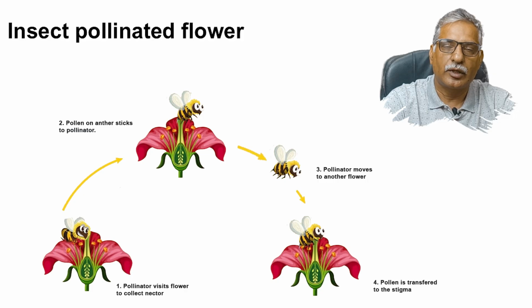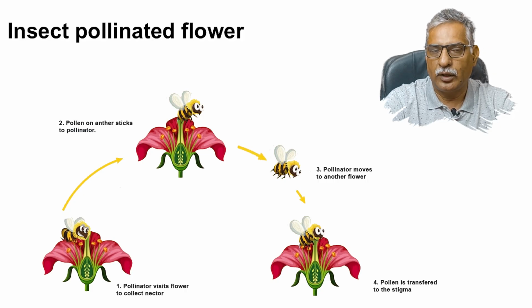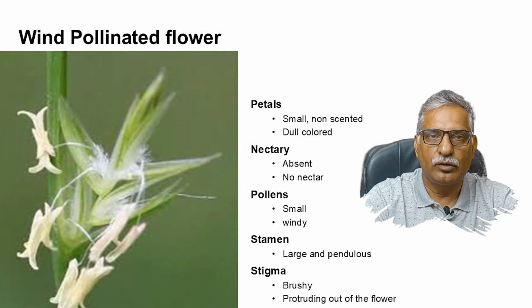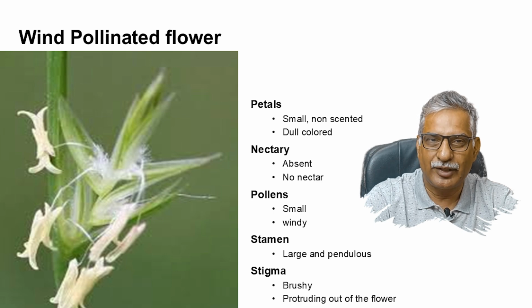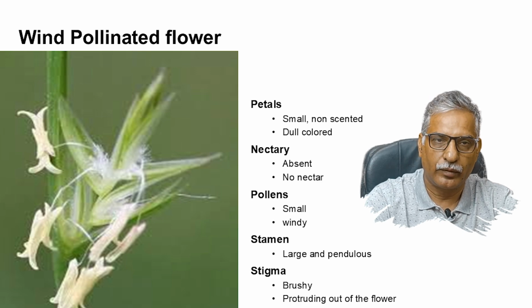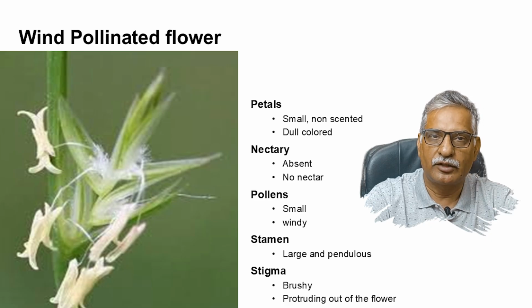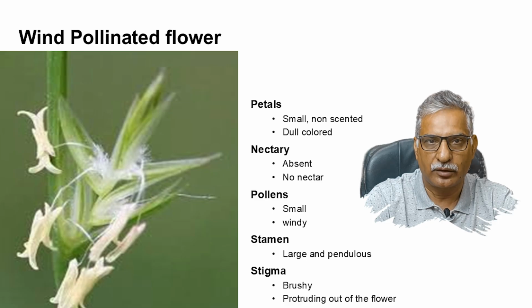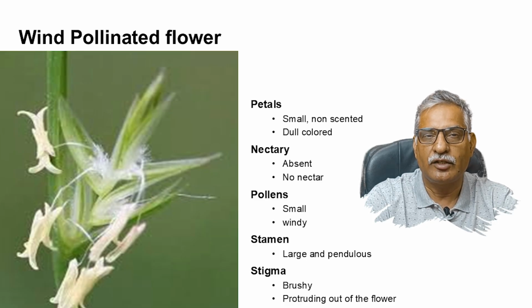Now, when it comes to wind pollination, as insects are not required to be attracted, these flowers do not have brightly colored petals. They do have colored petals, but they are dull colored, meaning they are not a source of attraction. At the same time, these flowers are non-fragrant, meaning they do not produce any odor, and they do not produce any nectar. Rather, petal height is even smaller than the height of the stamen and carpel.